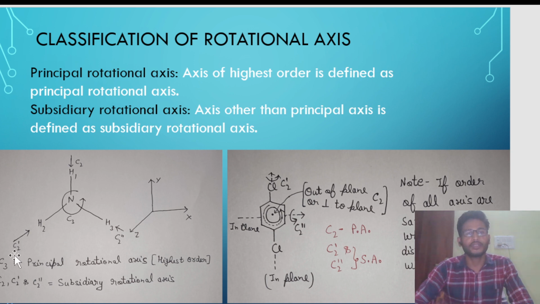In this case, the NH3 molecule has one C3 axis and three C2 axes. The C3 axis has the highest order, so it is called the principal rotational axis, and C2 is called the subsidiary rotational axis.